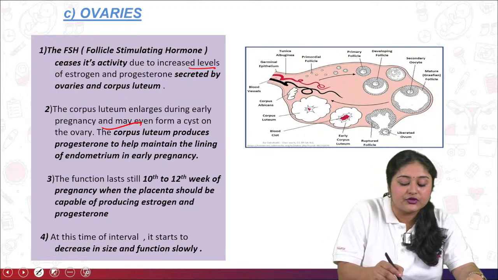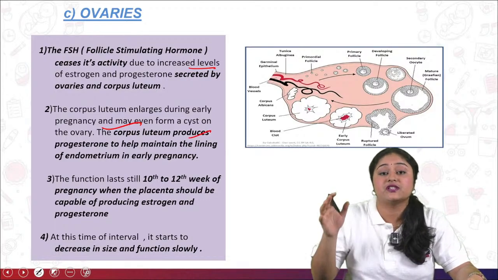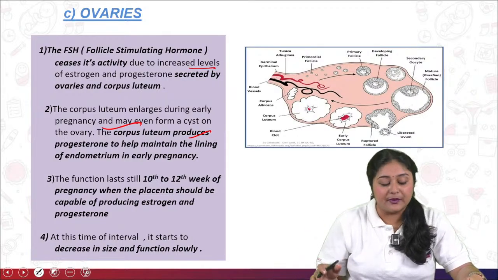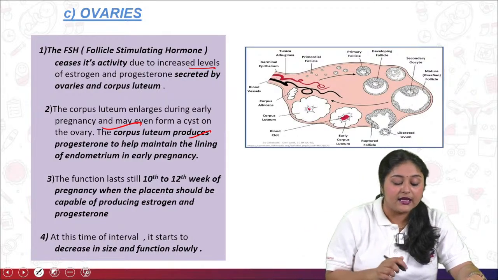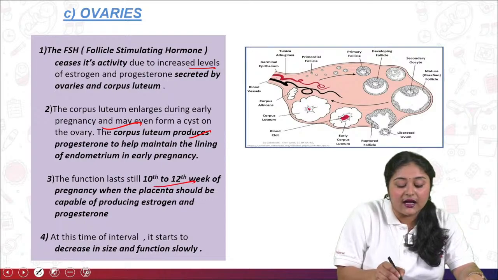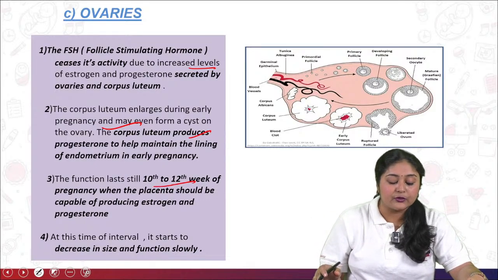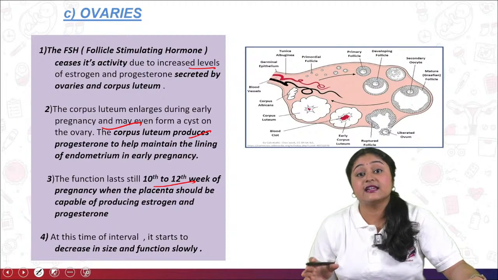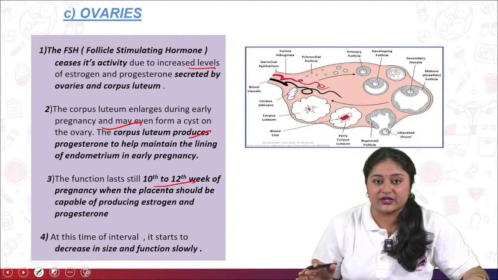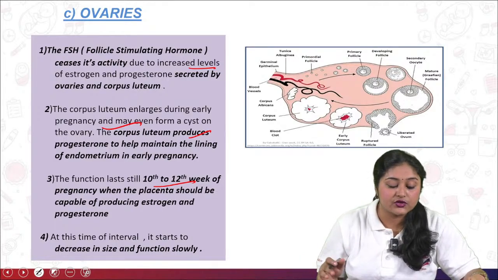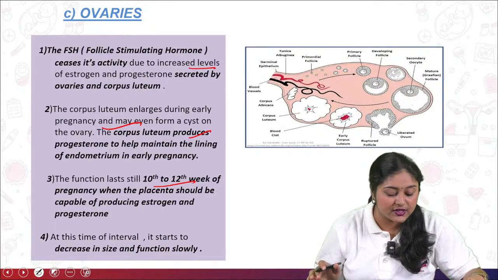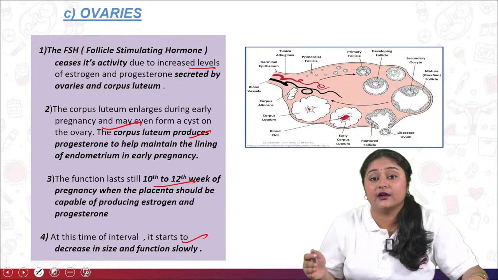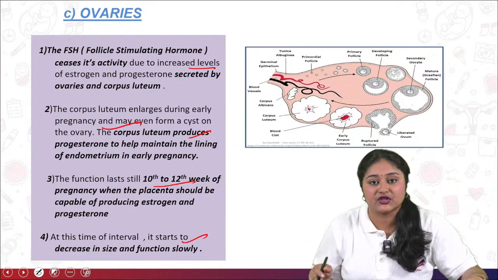This corpus luteum produces progesterone, which mainly helps to maintain the lining of the uterus after implantation, that is, in early pregnancy. This function lasts until 10 to 12 weeks of pregnancy, because after 10 to 12 weeks the placenta takes over this action, meaning the placenta starts to produce estrogen and progesterone into the circulation. Next, at the time of the interval it starts to decrease in size and then function slowly.